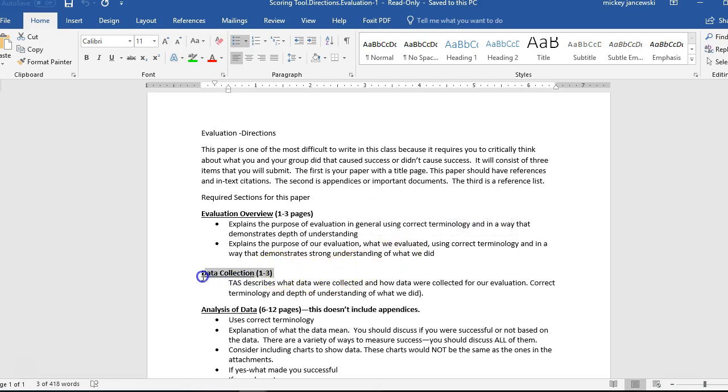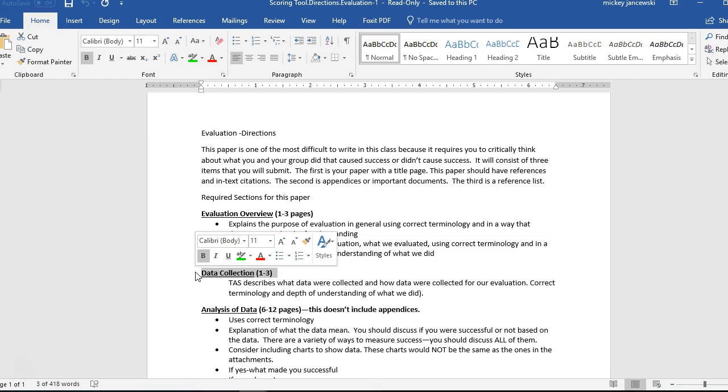The next part is data collection. And in data collection, all you are doing is describing what we did. If you think about your needs assessment paper, there was a section that said, describe how you did your needs assessment. In the planning, there was a section called describe how your group planned. This is describe how the data were collected.